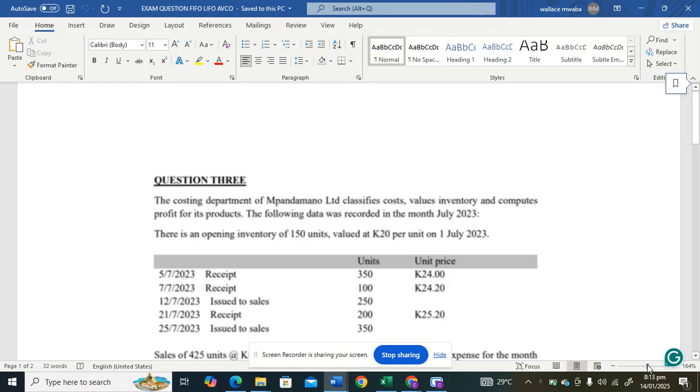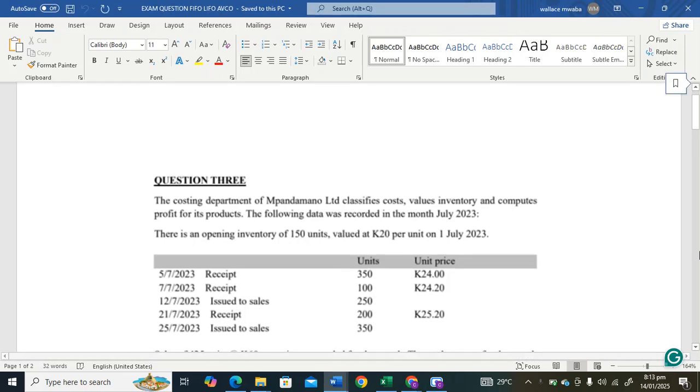All right. So we have a question here on inventory valuation. It says the costing department of this company classifies costs, values inventory, and computes profit for its products. The following data was recorded in the month of July 2023. There is an opening inventory of 150 units valued at 20 kwacha per unit on 1st July 2023.